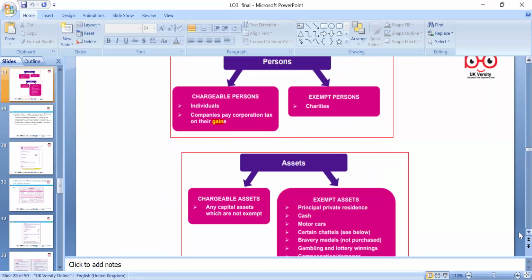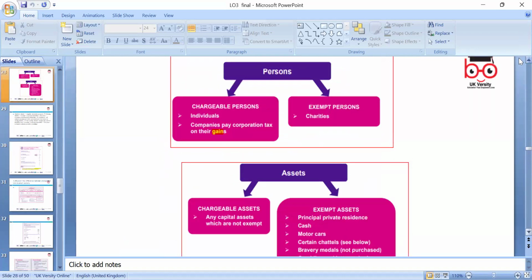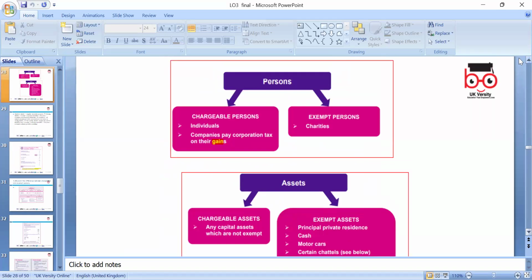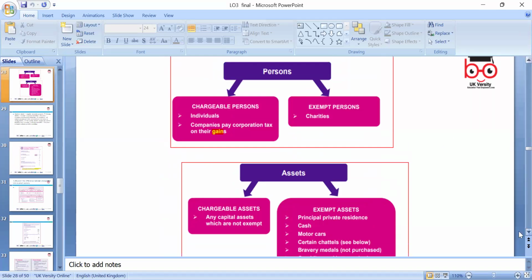Okay, so next, when we say the chargeable person, it is the individual or the company that pays the corporation tax or capital gains tax. An exempt person can be a charity, which we can look at. The asset is a chargeable asset. Any capital asset which is not exempt can be chargeable, so we have to look at the categories of the asset.